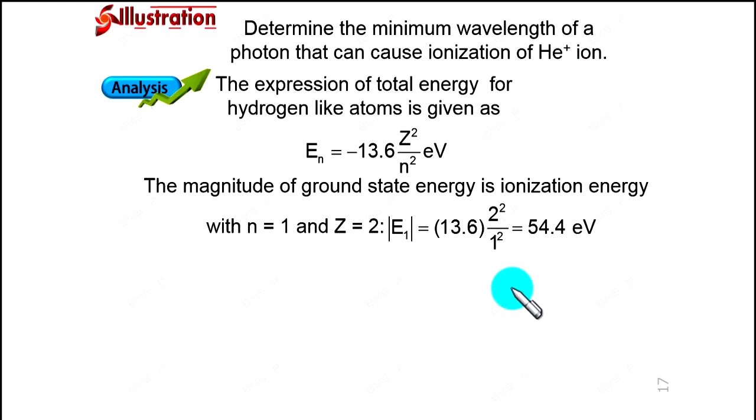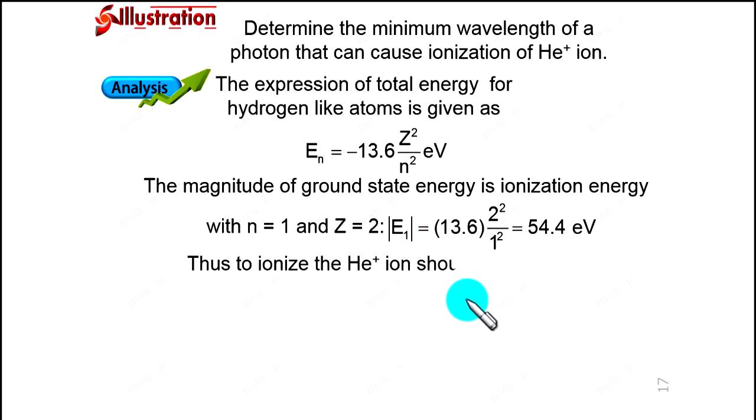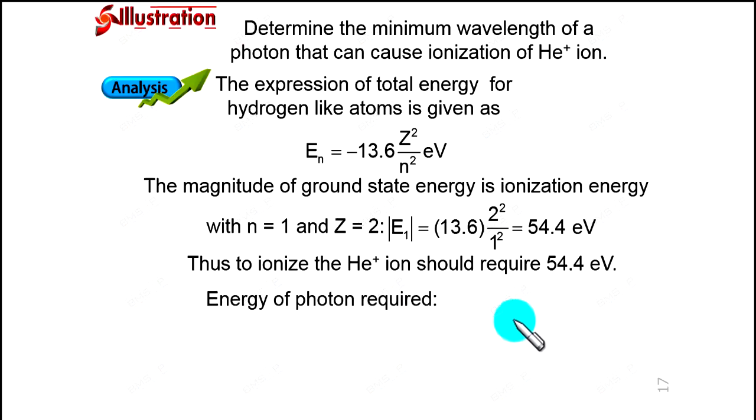And we know the energy of the photon is given by hc divided by lambda, and the energy required is 54.4 electron volt. That means the magnitude of E1 should be equal to hc divided by lambda. To ionize the helium ion should require this much energy. That means E1 magnitude equals E, that is equal to hc divided by lambda. And we know this hc is a fixed value, and we have the shortcut formula for calculating the wavelength.